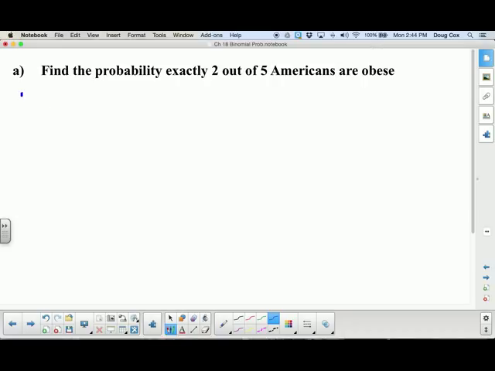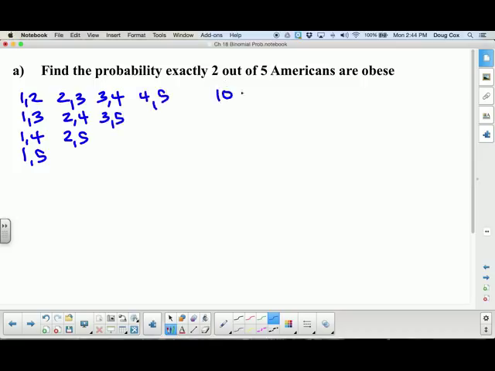Well, there are different ways of doing it. It could be the first and the second, or the first and the third, the first and the fourth, etc. So first of all, you'd have to come up with all the different ways this could actually happen. And this is just 2 out of 5. This isn't something complicated like 6 out of 17. But when you come up with all the possibilities here, there actually end up being 10 ways that this can happen.